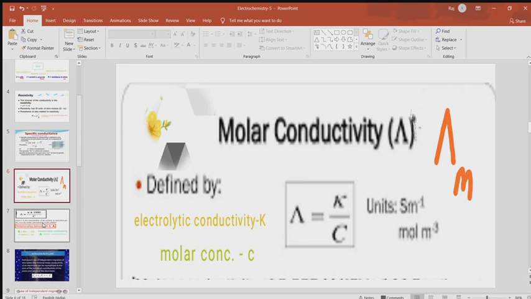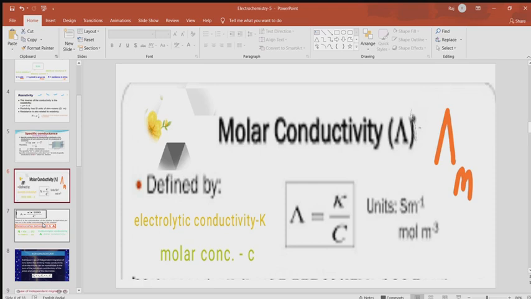Therefore, the conductivity of a solution depends on the number of ions present in the volume of the cell. The solution of higher concentration contains more ions, and also its conductivity is higher.